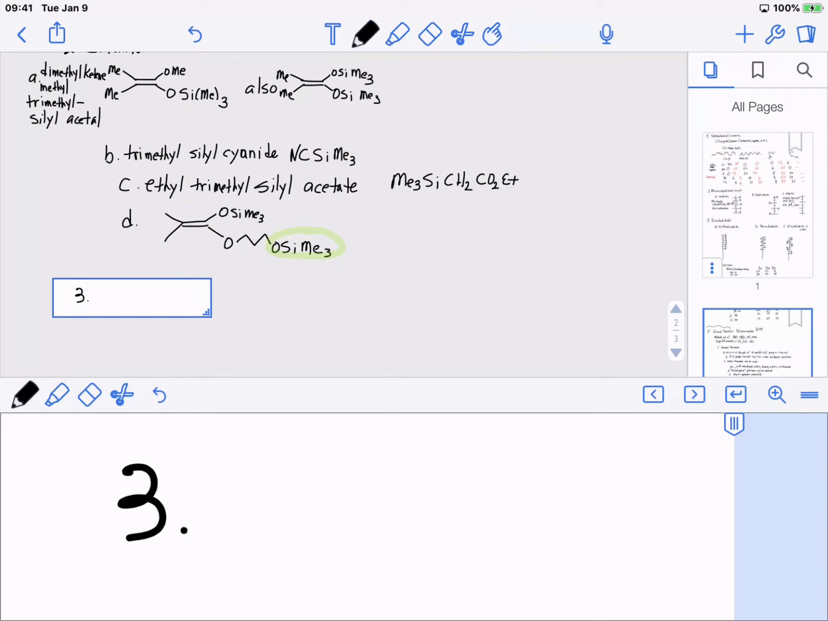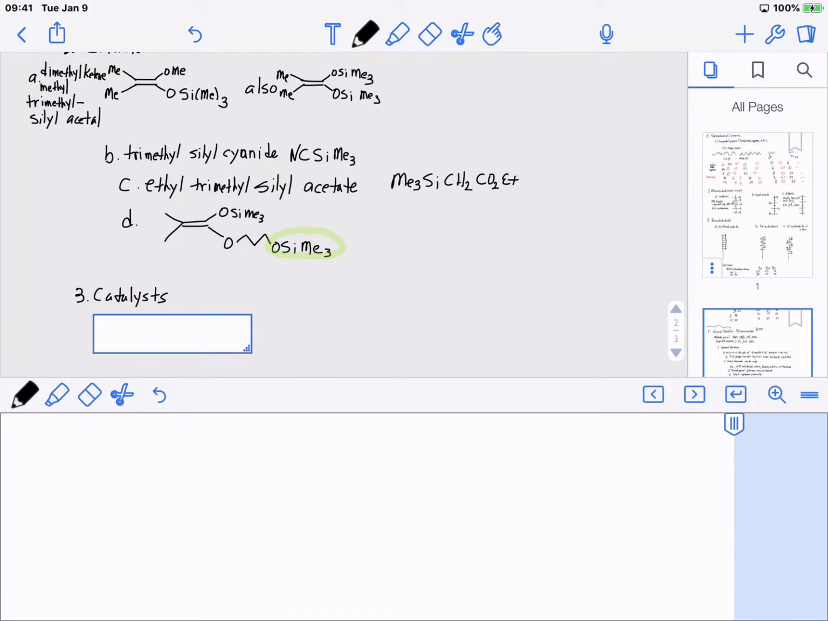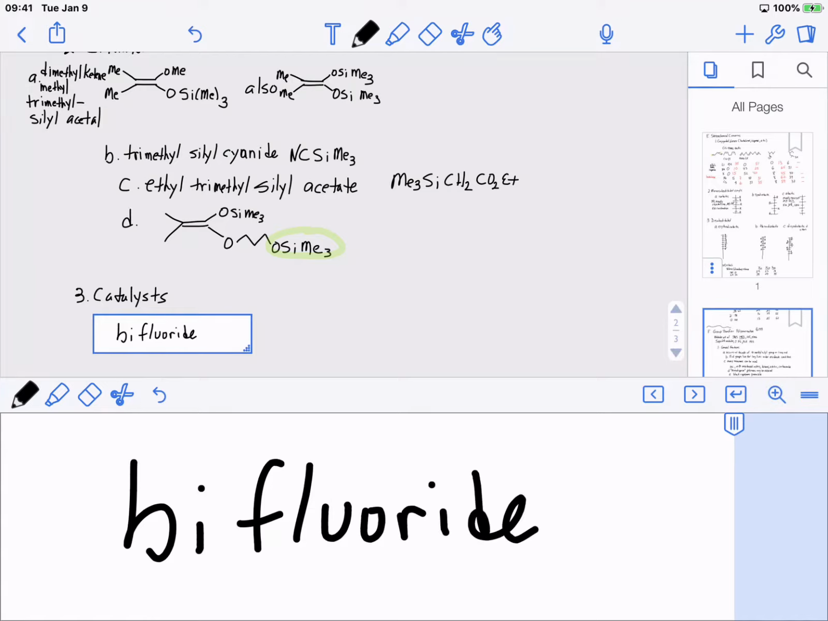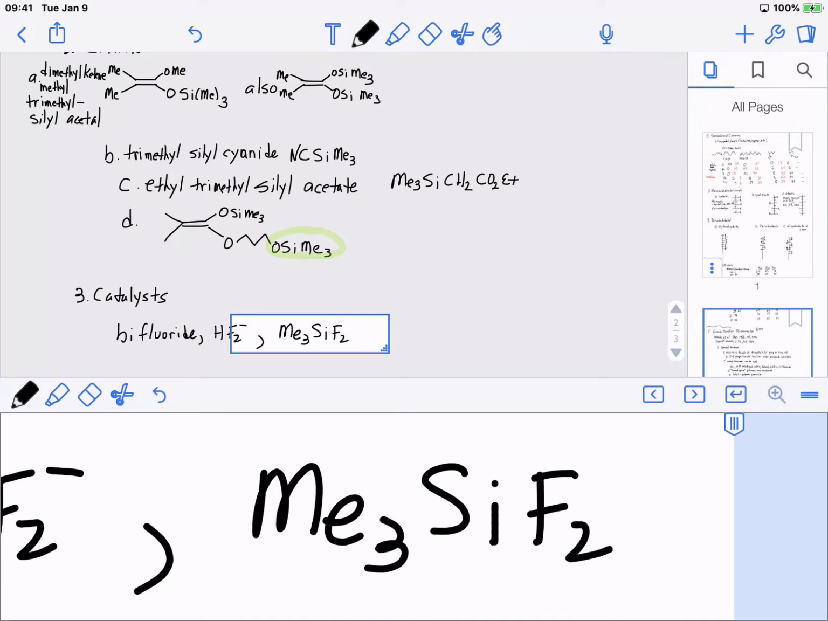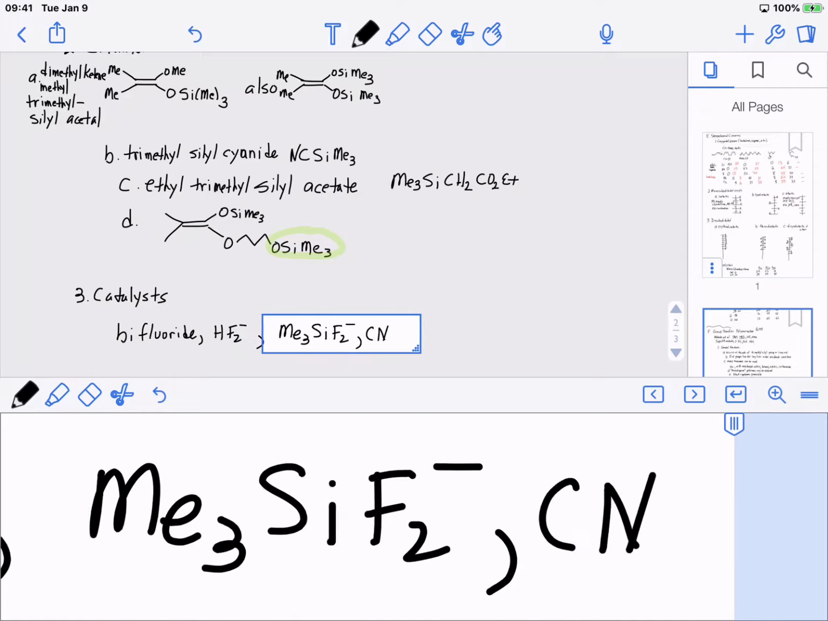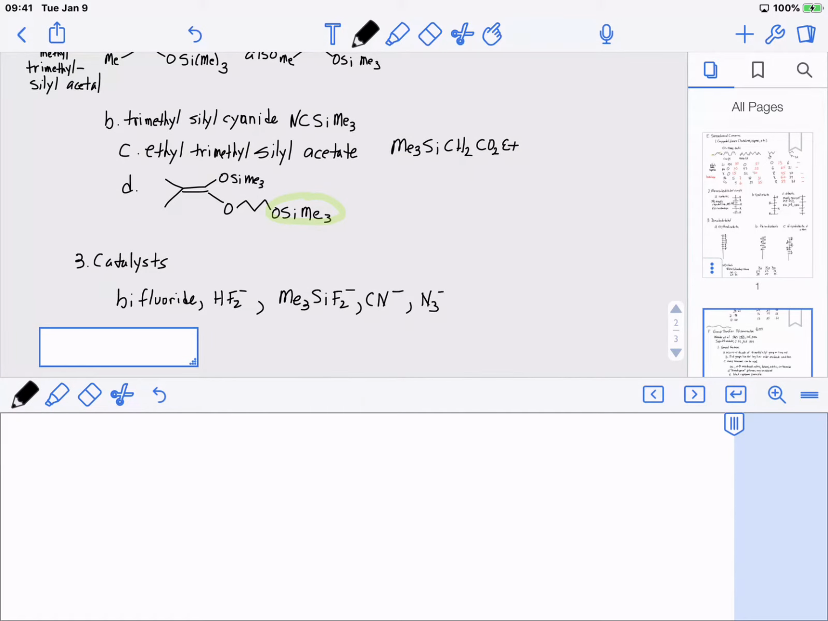And so you need 3 catalysts. And these catalysts are bifluoride, trimethylsilyl fluoride, difluoride, cyanide, I guess azide, and then the big thing is the mechanism.